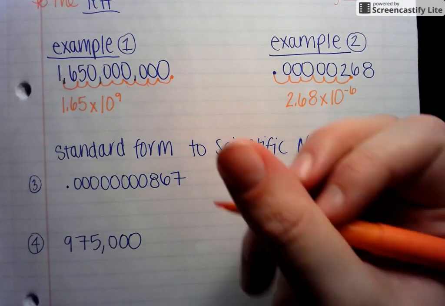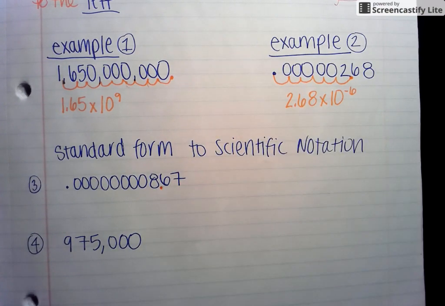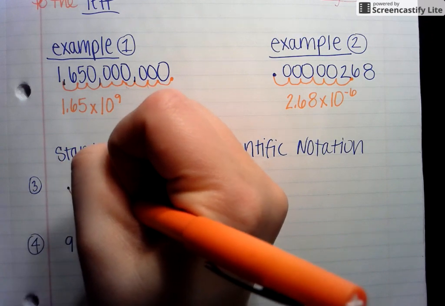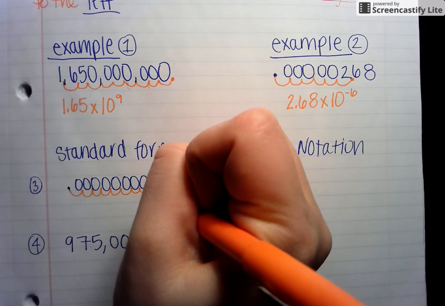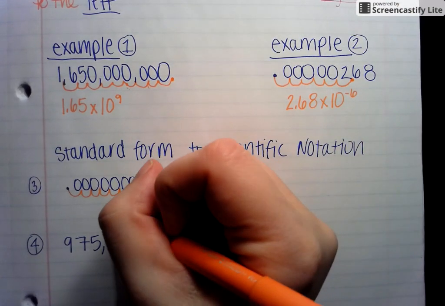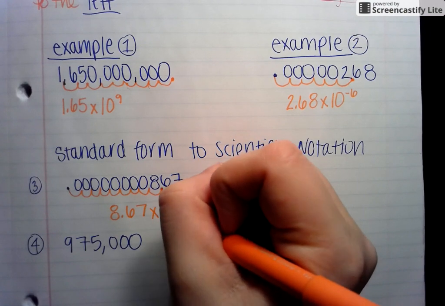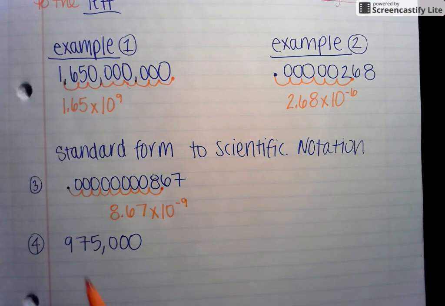Now these next two, I want to try to get my decimal so the number is 8.67. That's what I want to make it. So I'm going to move it to the right: 1, 2, 3, 4, 5, 6, 7, 8, 9. So it would be 8.67 times 10, and it's going to be a negative 9 because it's a smaller number. It's not greater than 10, so that's why it would be a negative exponent.